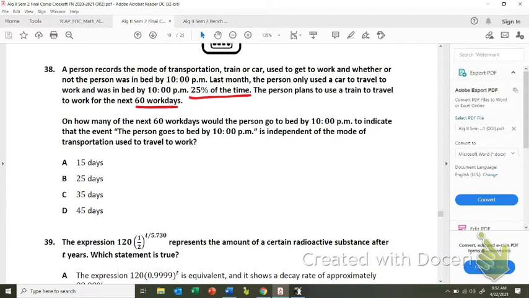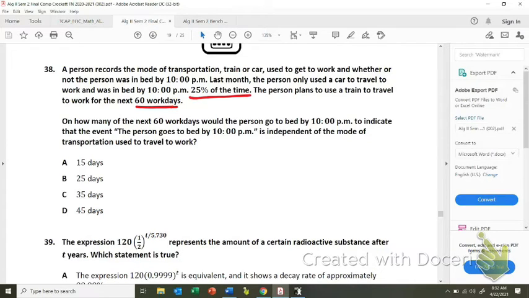It's on its own, right? All right, so before, when this person was traveling in a car, he or whoever was in bed 25% of the time. Well, now we're just swapping to train for 60 days. So how can I find out how many days he's going to be in bed by 10 p.m.?